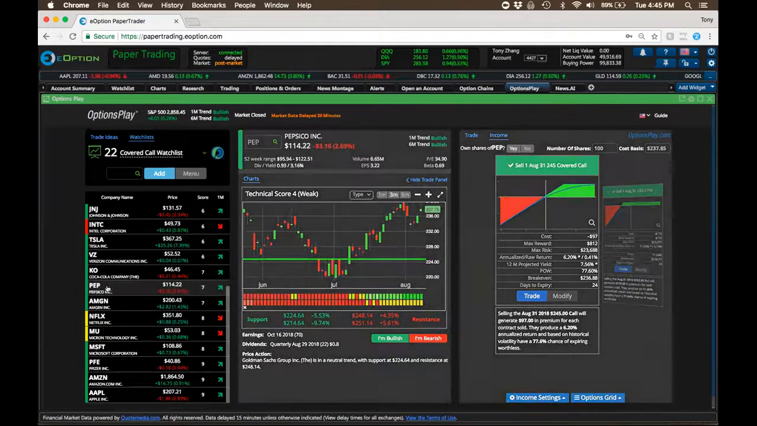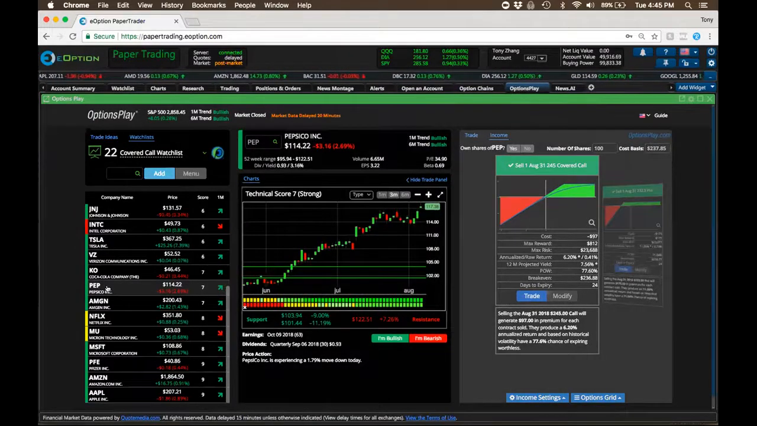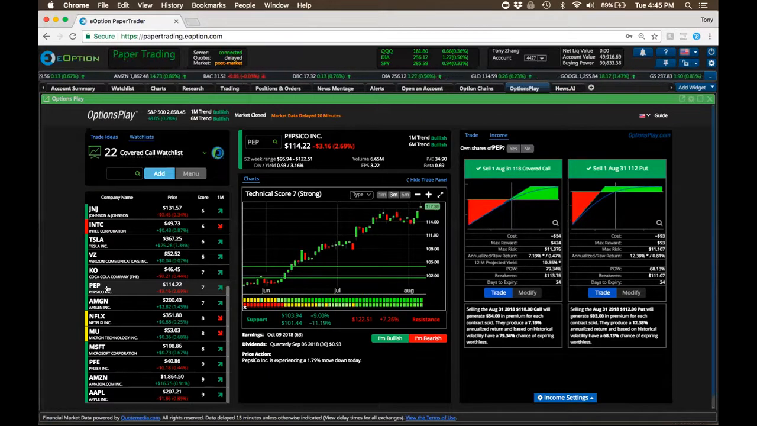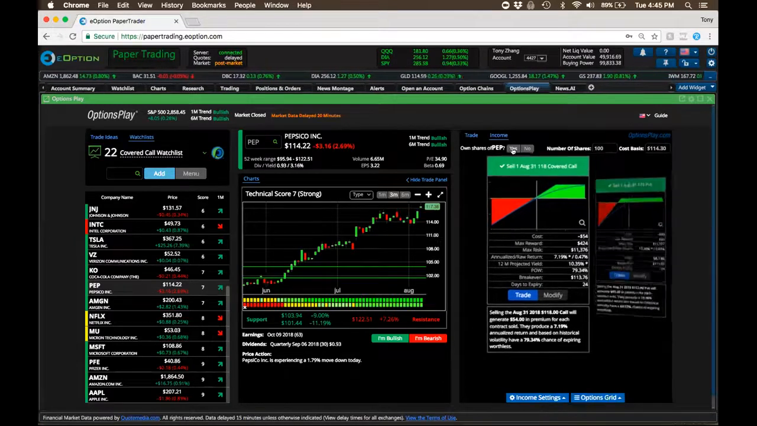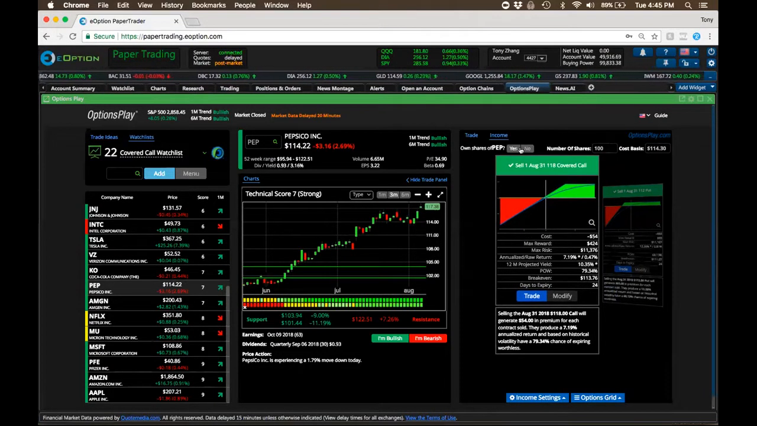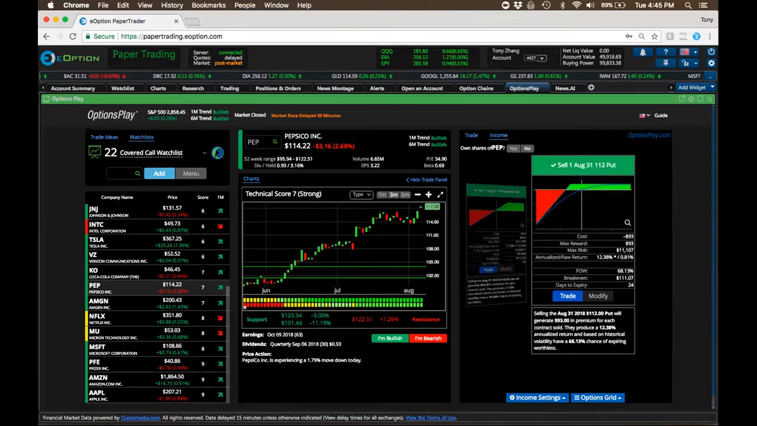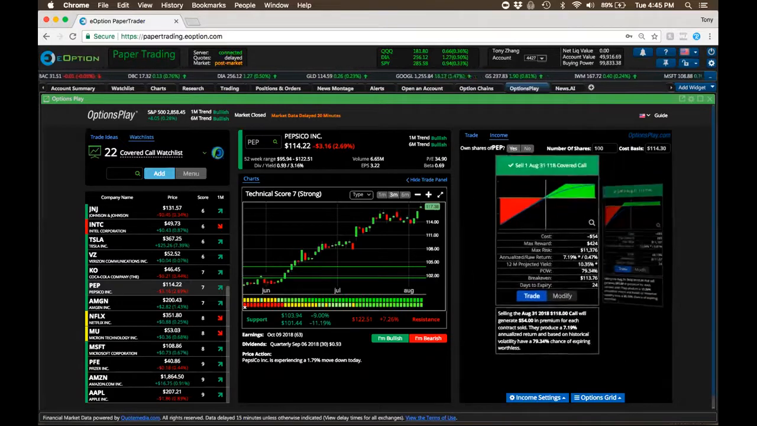So let's take a look at Pepsi, a fairly big blue chip stock that many of you may own in your account. And when you click on it, what it does is it goes out and it finds the covered call that meets your personal preferences. So here's Pepsi. At first, we'll ask you, do you own shares of Pepsi? So if you're selling a covered call, you would click on yes. If you are selling a cash secured put, you can click on no and be presented with the cash secured put. But let's talk about the call here real quick.